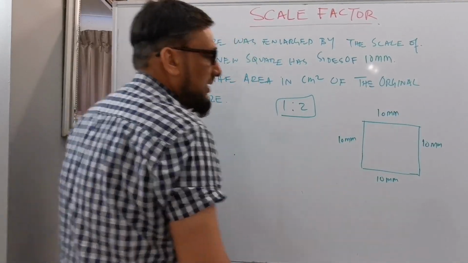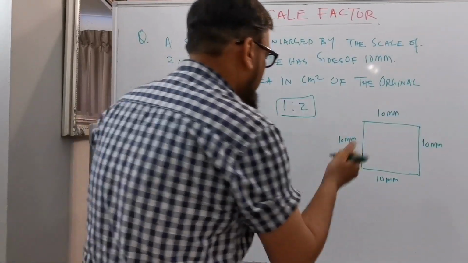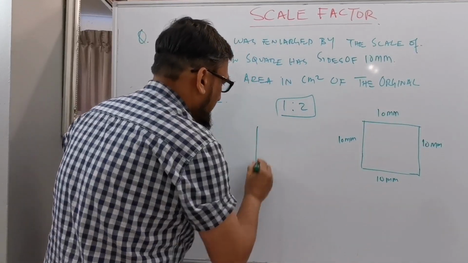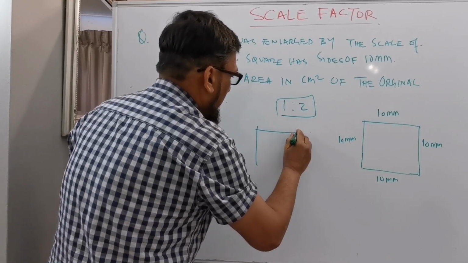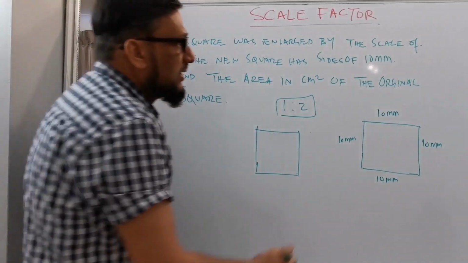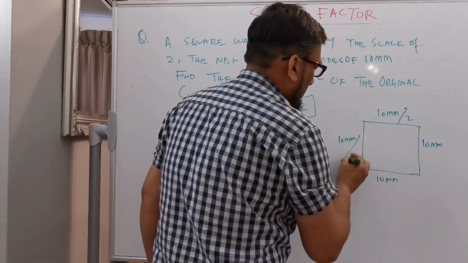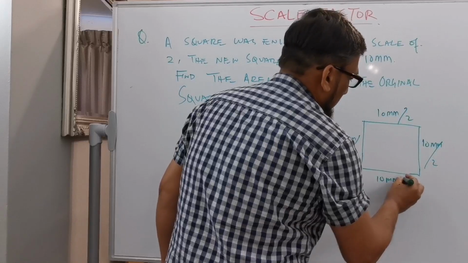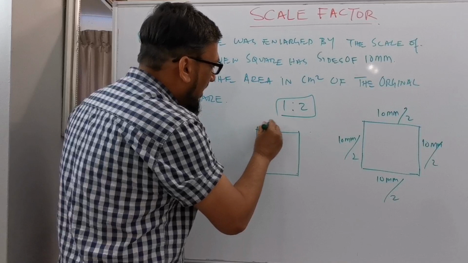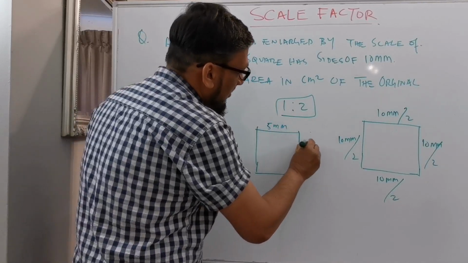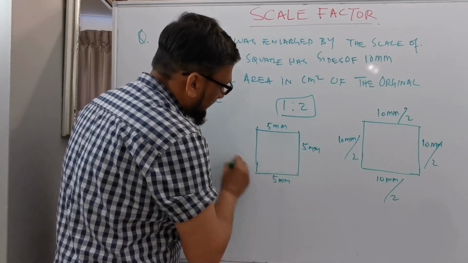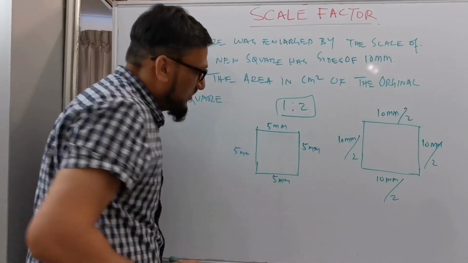So for the original square, 10 divided by 2, 10 divided by 2, and 10 divided by 2. So it means the original square is 5 millimeter, 5 millimeter, 5 millimeter.